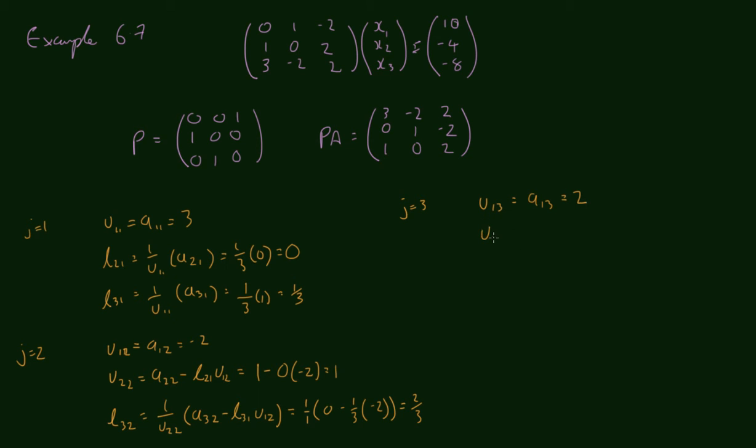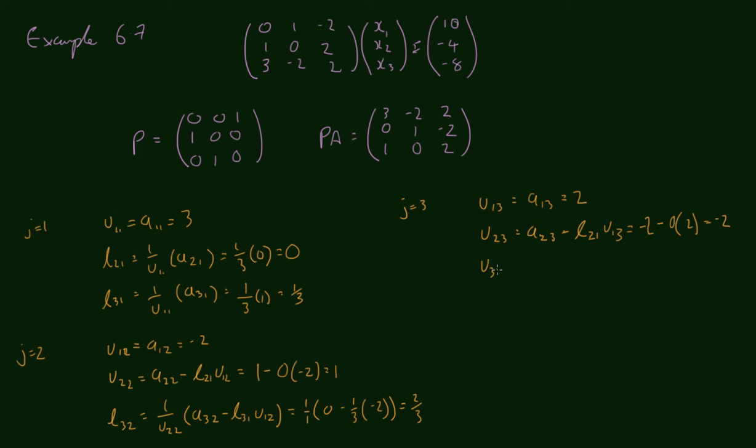We have U23 is equal to A23 minus L21 U13. Okay, so 23 is minus 2 minus L21. What was L21? That was 0, and U13 was 2, so that equals minus 2.